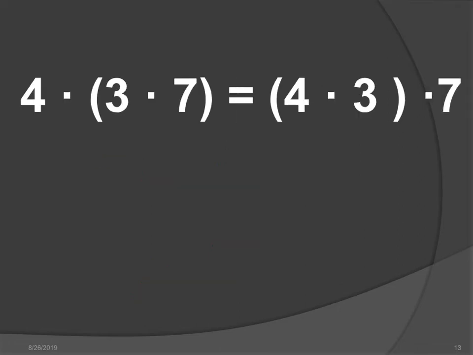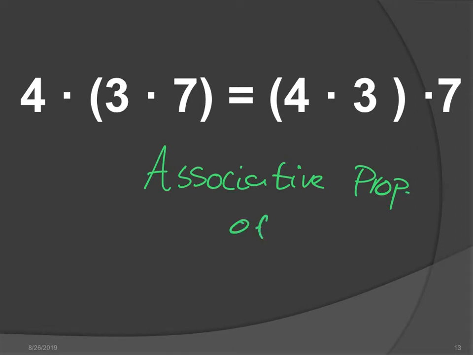Okay? Looking at this one. There are 3 things being multiplied together, and all that changes are the groups. Well, remember, you associate with different people. So when your groups change, it's the associative property. And here it's the associative property of multiplication, because all 3 that are happening, the operation for all of them is multiplication.